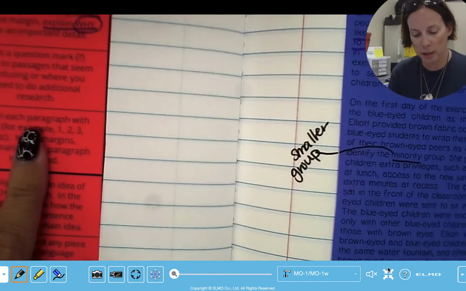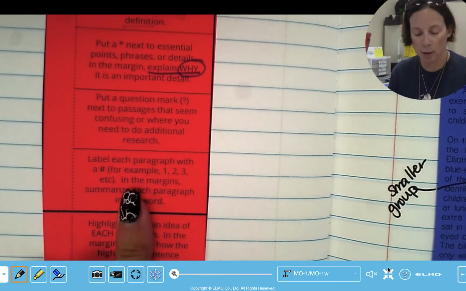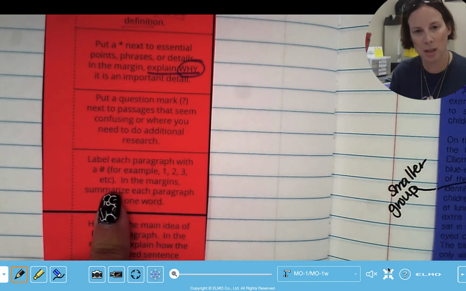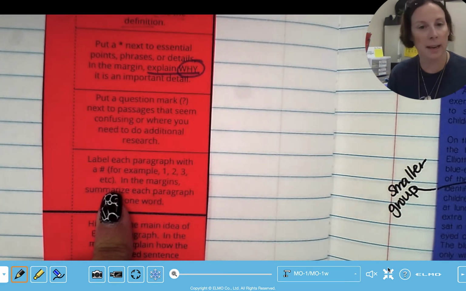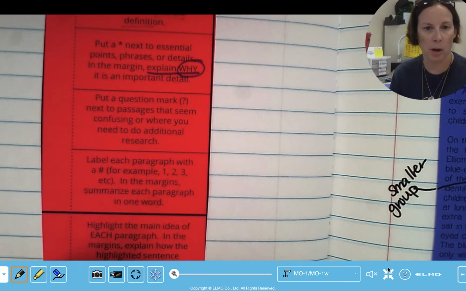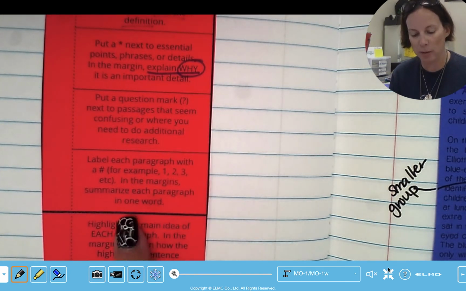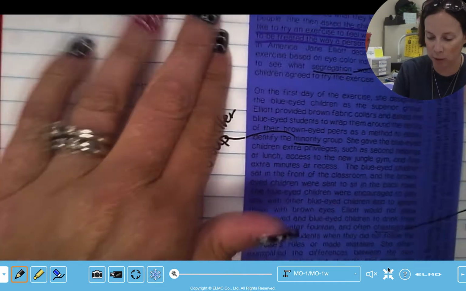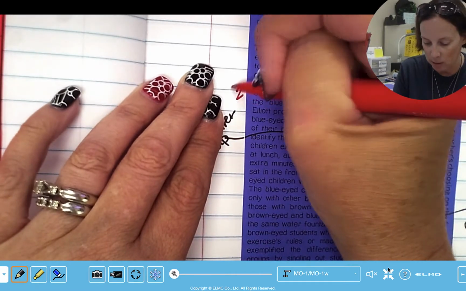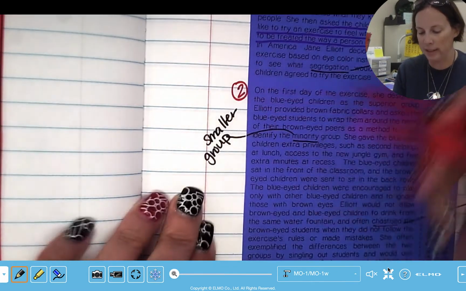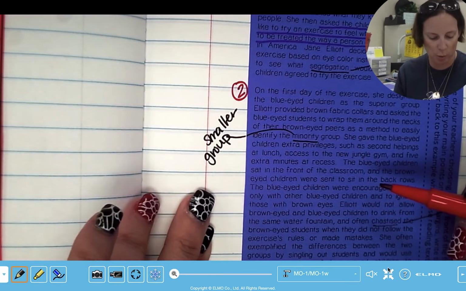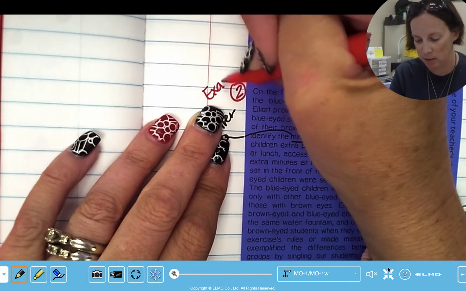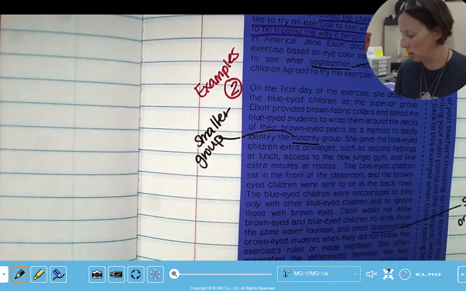The last thing is to label each paragraph with a number. Okay, and you should know based from last year, I like you guys to number the paragraphs just because then when you guys are having a classroom discussion, you can say in paragraph 2, it states. Okay, then it says in the margin, summarize each paragraph in 1 word. I'm okay with 2 words. So we numbered all of our paragraphs, but then we only summarized paragraph number 2. So what they did was they wrote the word examples. Like that was what we decided was how that works.